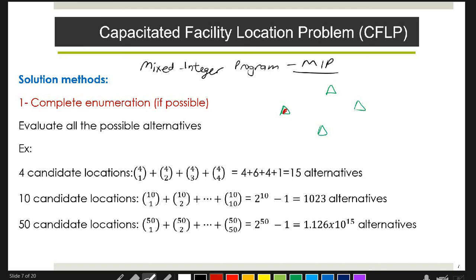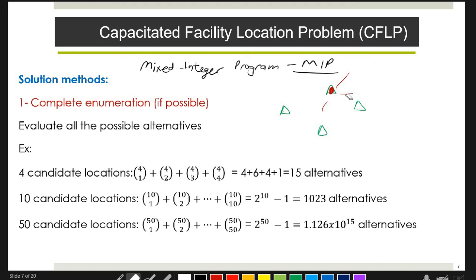So what we can do, you can assume that we establish a facility here and connect all customers to this one. Now, can you calculate the cost? Yes, of course. Calculate the cost of it, and it will be your objective function. Then repeat the same thing, but this time, instead of the first one, we establish this facility and connect all customers to this one. And this will be another alternative solution.